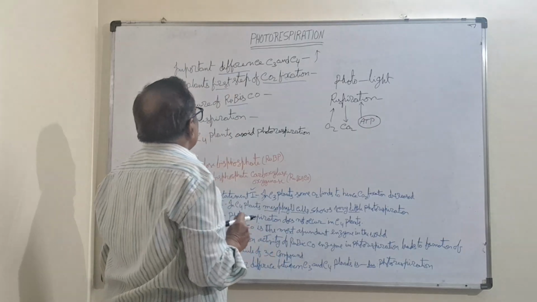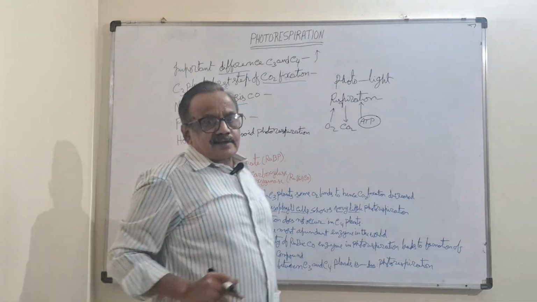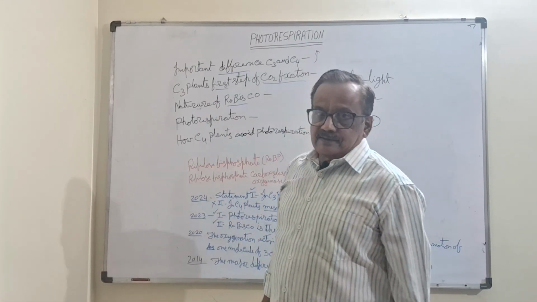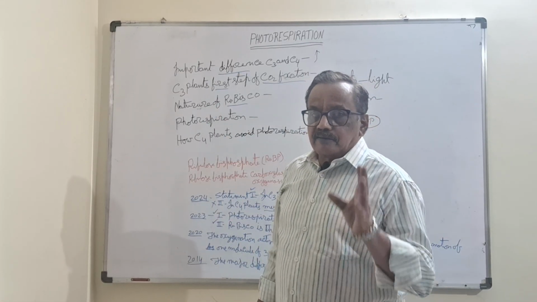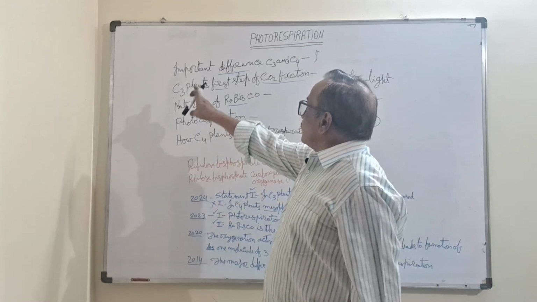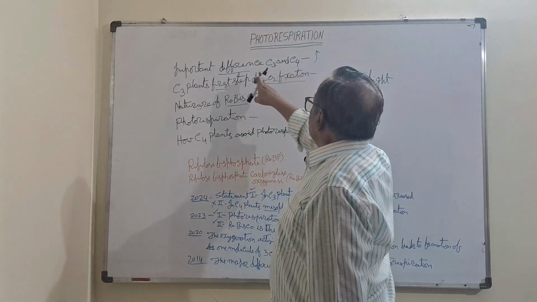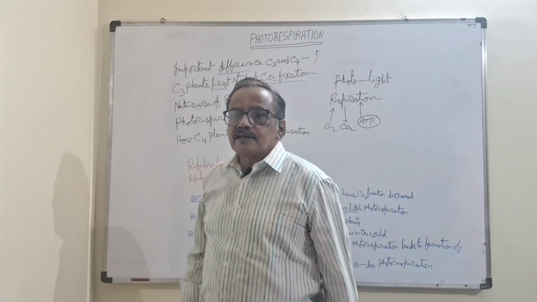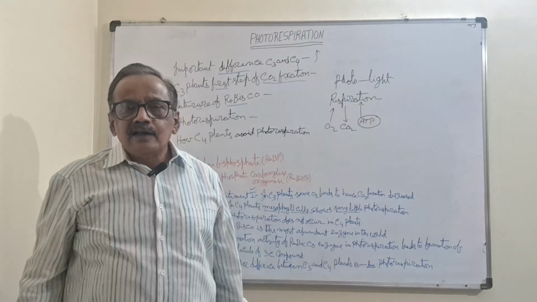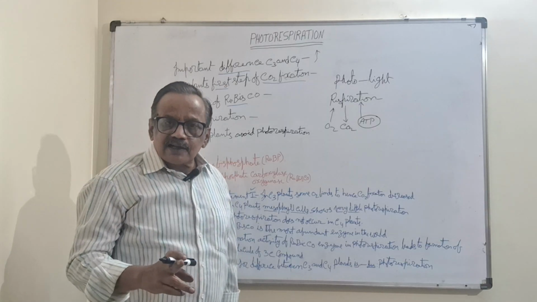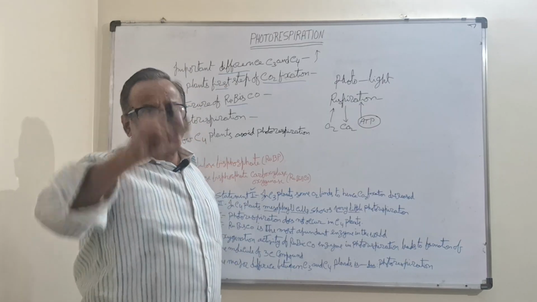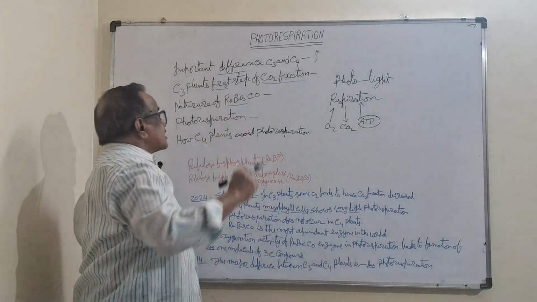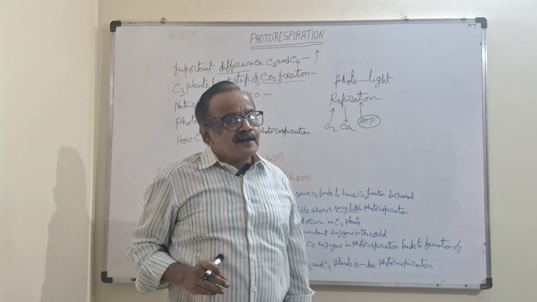Remember it. Now in this video we are going to discuss mainly 5 points in photorespiration. The first point is the important difference between C3 and C4 plants. What is the important difference? That is photorespiration. C3 plants have photorespiration, C4 plants won't have photorespiration. That also we'll see.